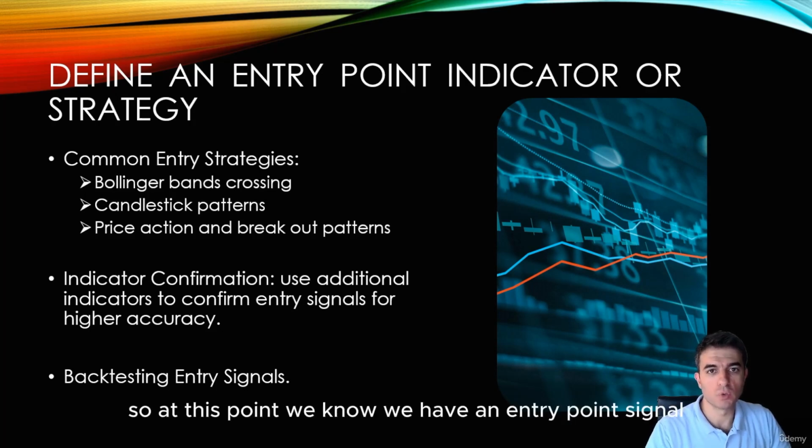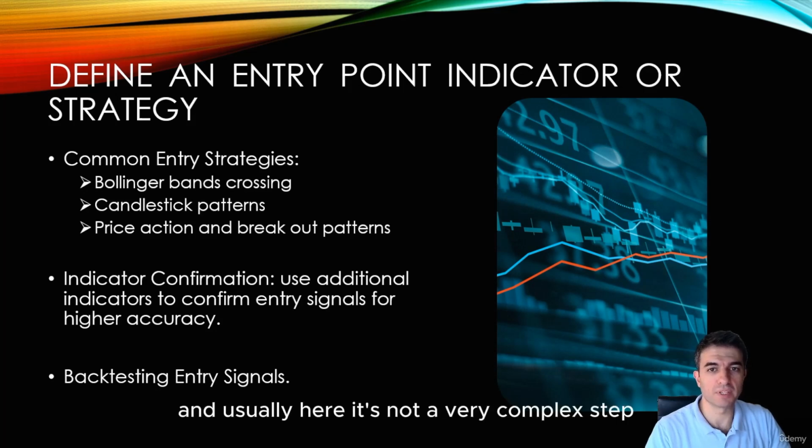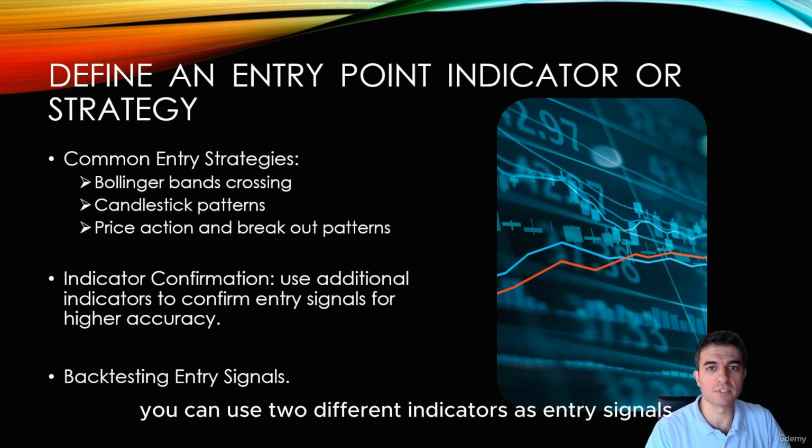So at this point, we know we have an entry point signal. Do we take it automatically? We could eventually, or we can also look for a confirmation. And usually here, it's not a very complex step. You can use two different indicators as entry signals.